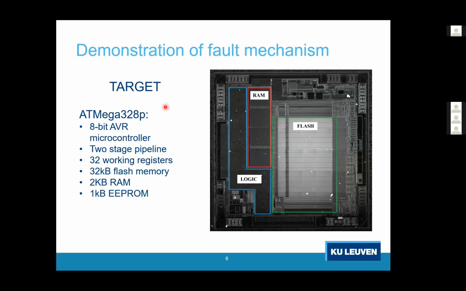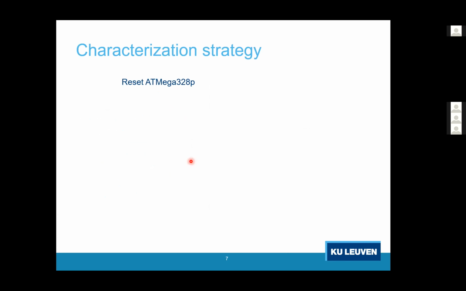And in order to show what is situated where in the IC, we took a backside substrate image with a near-infrared camera. And then you can clearly look at the flash memory, the RAM, and the logic. And we did this in order to figure out which component the EM pulses actually affect. Then we characterized the device for where it was sensitive to fault injections.